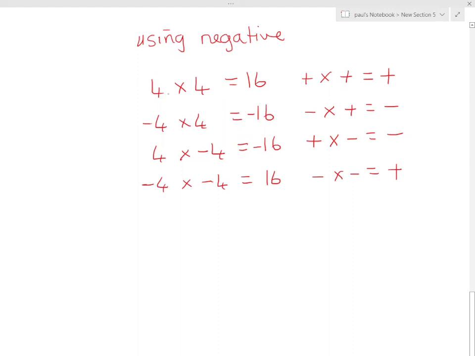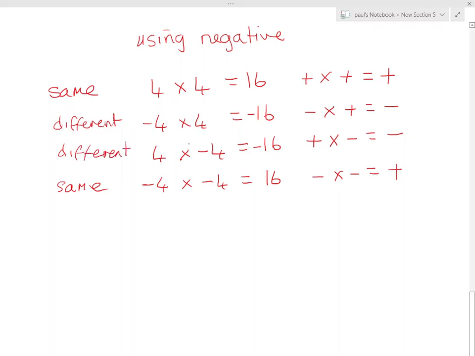An easy way to remember this is when you have the same signs, plus plus, they equal a plus, or minus minus, it equals a plus. So when they're the same, it equals a plus, but when they're different, it will equal a minus.